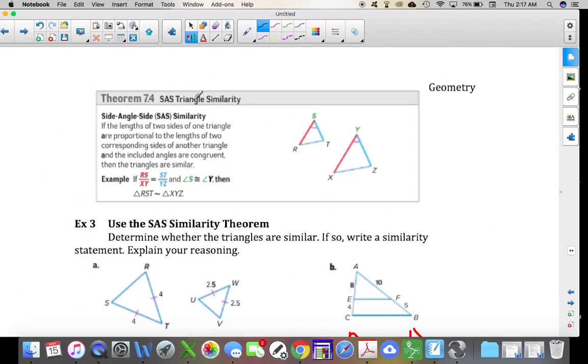This is side angle side. So in congruent triangles, we would prove that this side here and this side here are the same, this angle and this angle are the same, and this side and this side are the same. So kind of the same thing for similar triangles, except instead of proving that the side lengths are exactly the same, we're proving that the proportions are the same. Now the angles will still be the same measure. So S and Y will still be the same measure, but the sides will be proportionate instead of congruent.